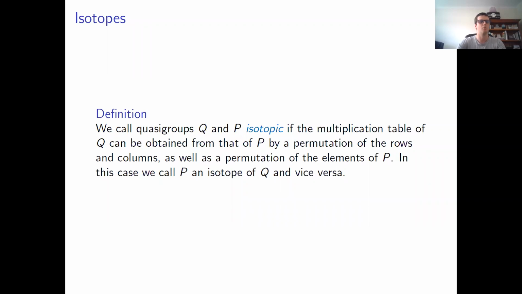So we call 2 quasigroups Q and P isotopic if the multiplication table of Q can be obtained from that of P by a permutation of the rows and columns, as well as a permutation of the elements of P. And in this case, we call P an isotope of Q and vice versa. And when Q and P are loops, we call these loops isotopic if they're isotopic as quasigroups. And in that case, we call P a loop isotope of Q and vice versa.